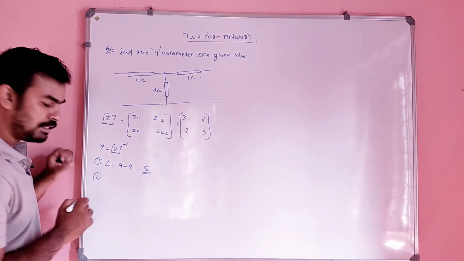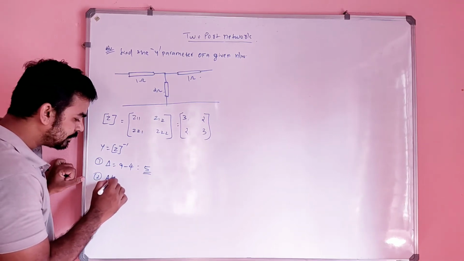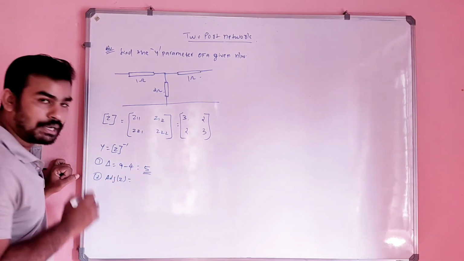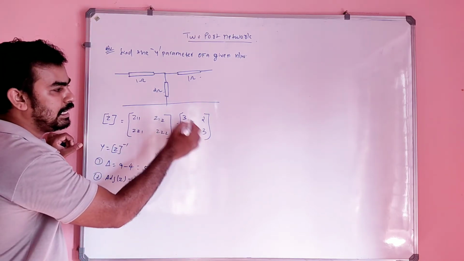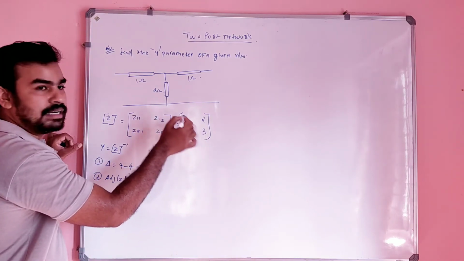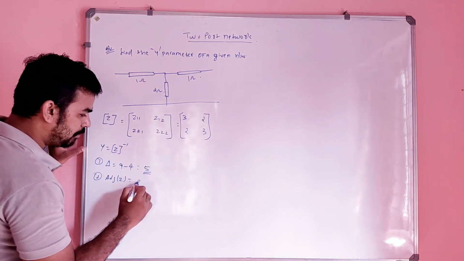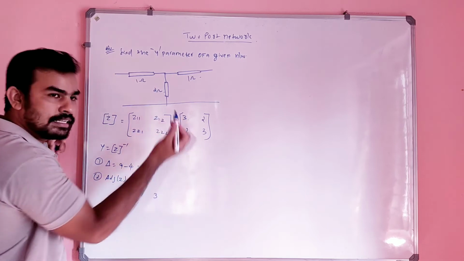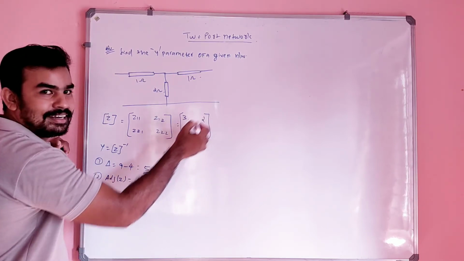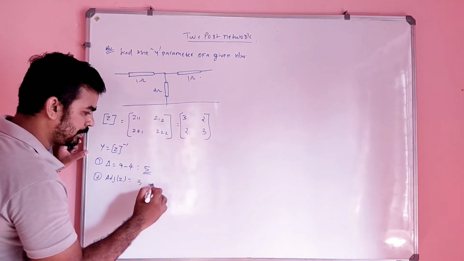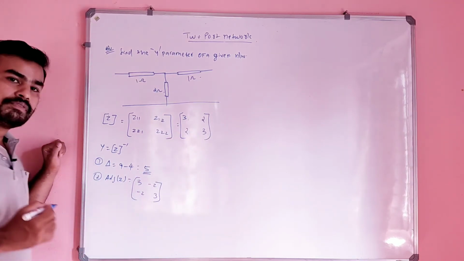The next step is to find the adjoint of the Z matrix. How can we find the adjoint of a 2 by 2 matrix? Interchange the elements of the principal diagonal, and change the sign of the other diagonal: -2, -2. So this is called the adjoint of Z.